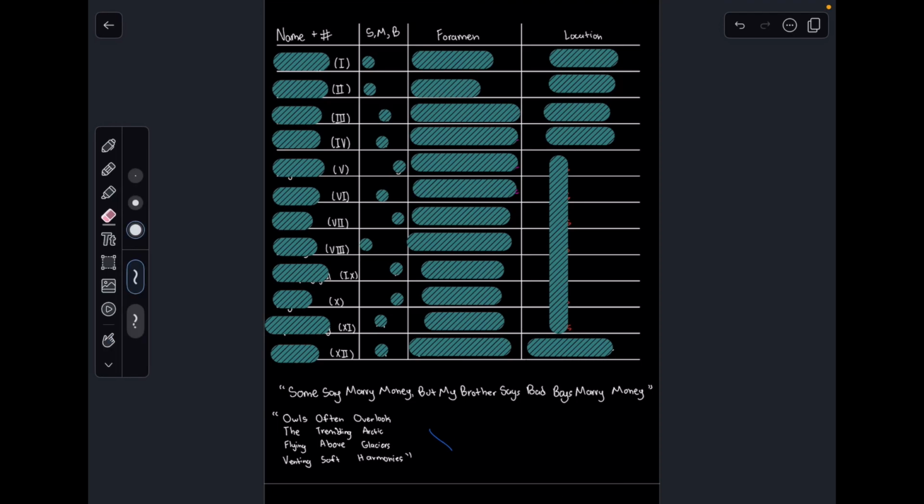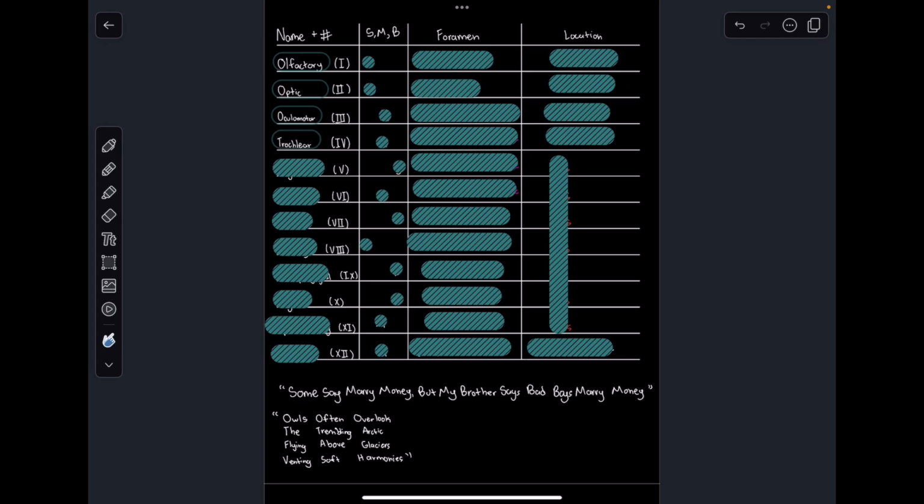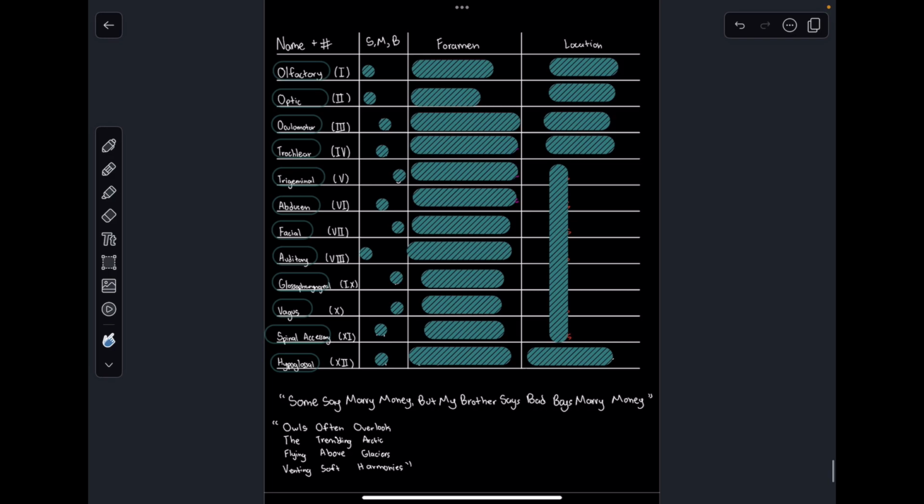Alright, now memorizing this information in one go is kind of impossible. So Dodenhoff gave us a tip on how to remember it. She told us to make a catchphrase that's very personalized to us. And I'm going to show you what I made up. The catchphrase that I made up is: owls often overlook the trembling Arctic, flying above glaciers, venting soft harmonies. I made that catchphrase up to remember the nerve names. So again, owls often overlook the trembling Arctic, flying above glaciers, venting soft harmonies. Now this is all preference, by the way. This is just my way of remembering it.